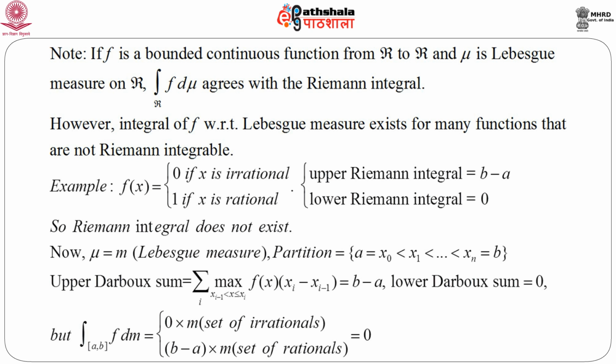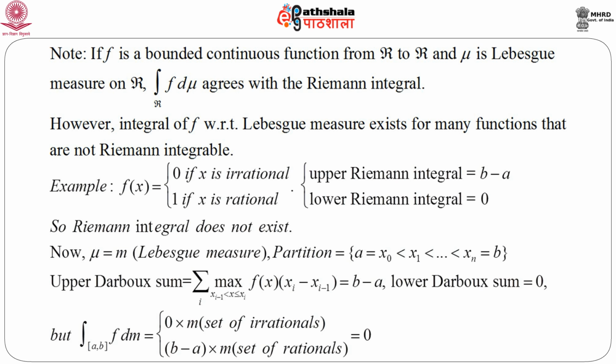An example is this: define f(x) equals 0 if x is irrational and 1 if x is rational. So, clearly we can see that the upper Riemann integral is b minus a and the lower Riemann integral equals 0. Since the upper and lower Riemann integrals differ from each other, we can immediately say that the Riemann integral does not exist.